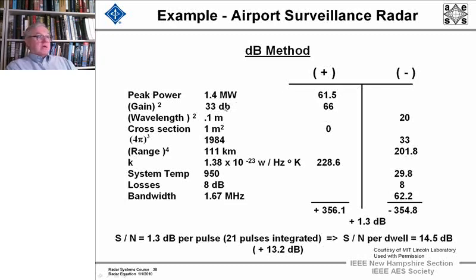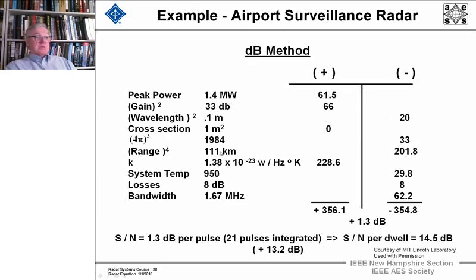The gain squared, well, you multiply powers, so it's 66 dB, that's on the top. 0.1 meters squared for the wavelength, and so that's 10 to the minus 1 multiplied by 2, so that's minus 20 dB, so that'll go on the bottom with a negative. 1 meter squared, well, that'll be 0 on the plus side. 1984, the logarithm of that, that's on the bottom, but it's a plus number, but on the bottom, so it gets a negative 33 in the minus side.